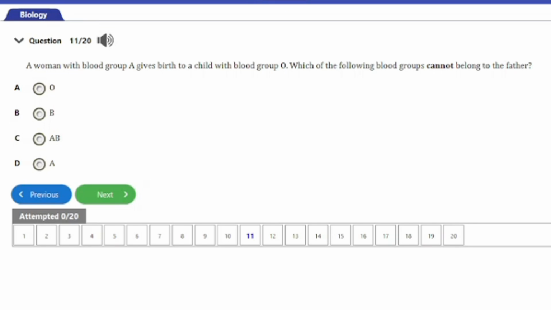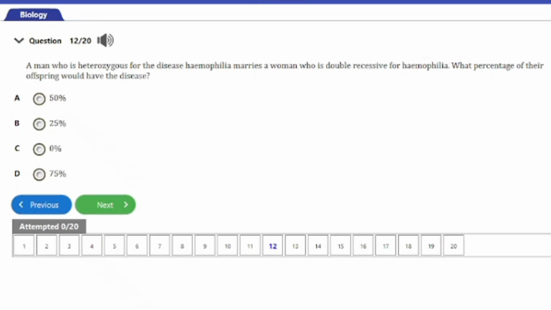So the father can actually have blood group O, which is O and O. The father can also have blood group B, being B and O. The father can also have blood group A, being AO. But guys, the father cannot be AB because there is no way you can match AB with blood group A to give an offspring with blood group O. So guys, in that case, option C is the correct answer to this question. So let's consider the next question here.